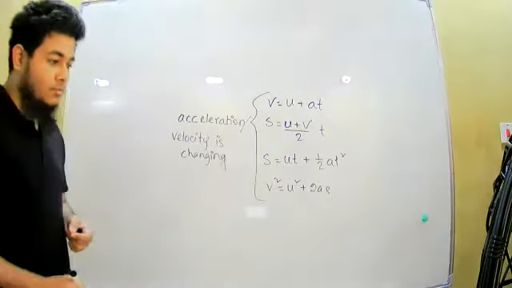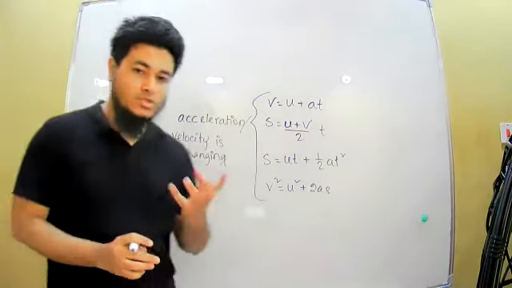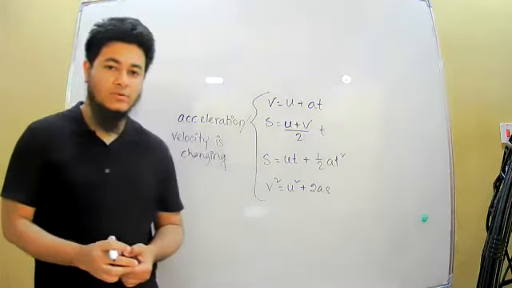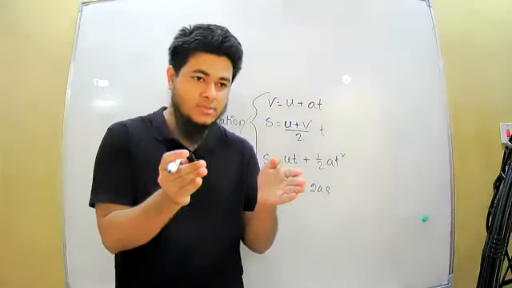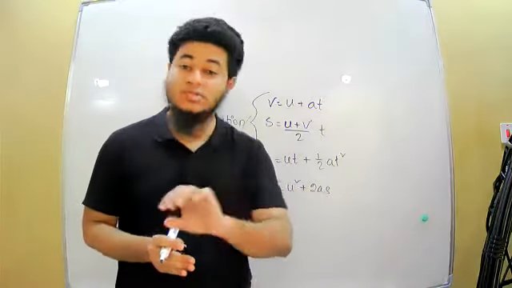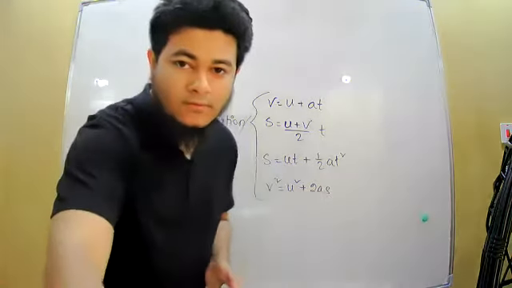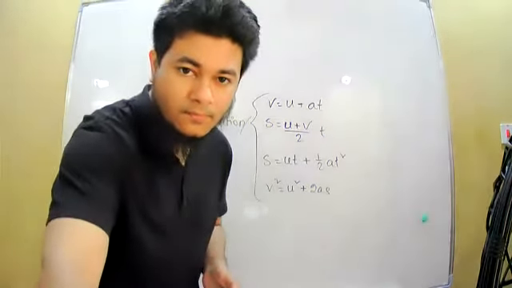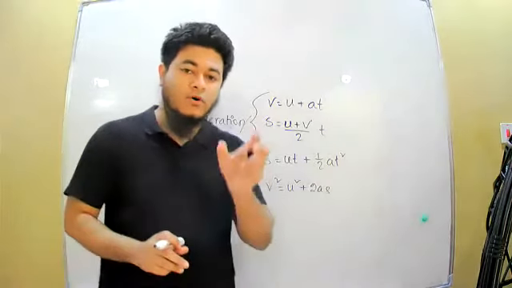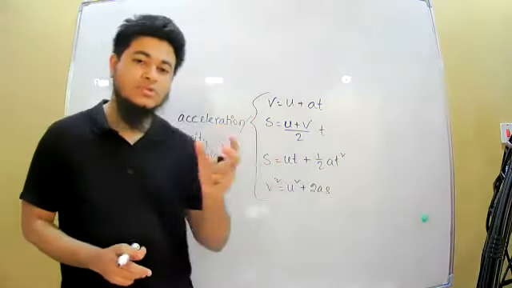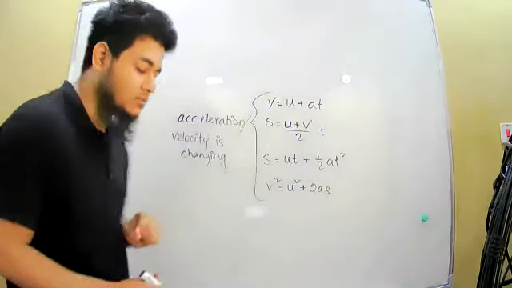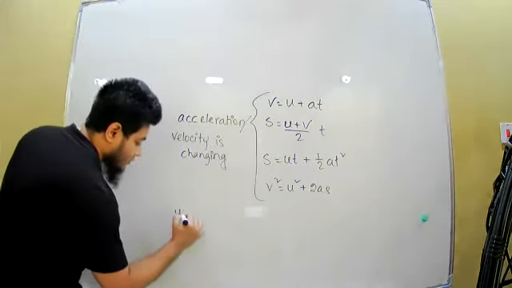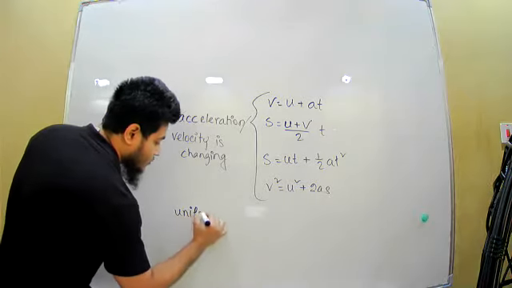But there will be some situations, inshallah, in today's creative, where we will see that for a particular time, the velocity of a certain body is not changing. So for that situation, which equation can we use? Remember, there is only one equation when you get to know that the body is having uniform velocity.